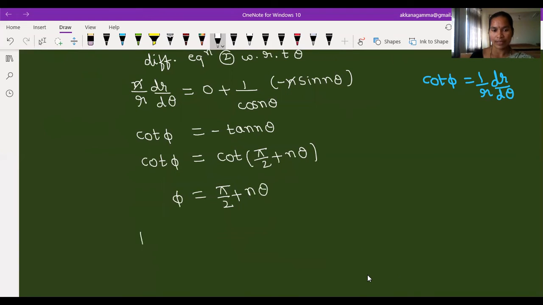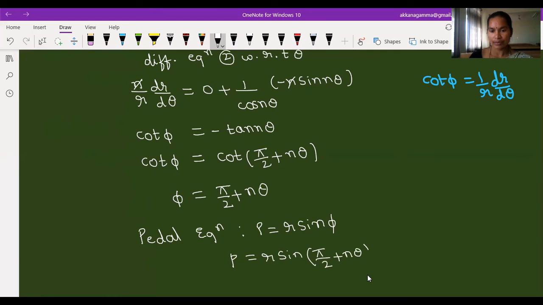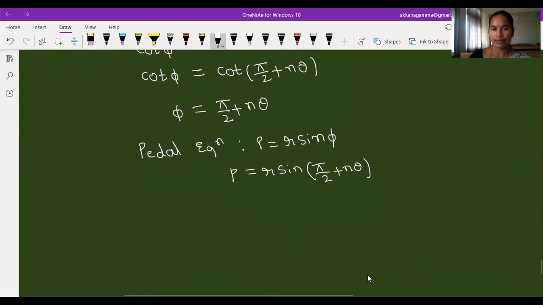Therefore, the pedal equation is given by P is equal to R into sine of phi. This phi we will substitute now. So P is equal to R, keeping it as it is, into sine of 90 plus theta, that is pi by 2 plus n theta. We know that sine of 90 plus theta is cos theta. So P is equal to R into cos of n theta. This implies I can replace cos of n theta as P by R. I am calling this equation 3.